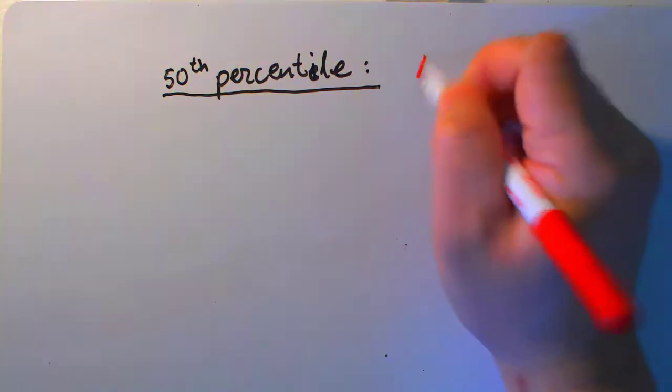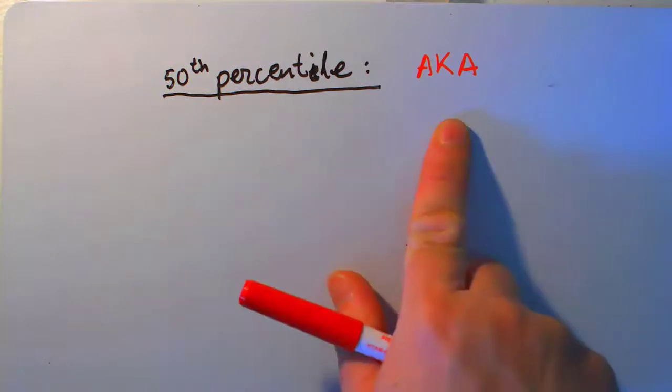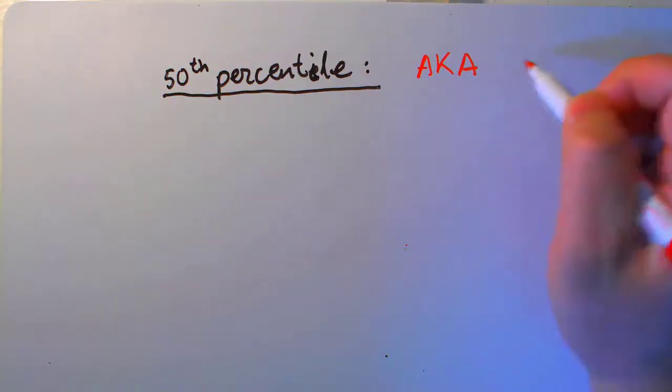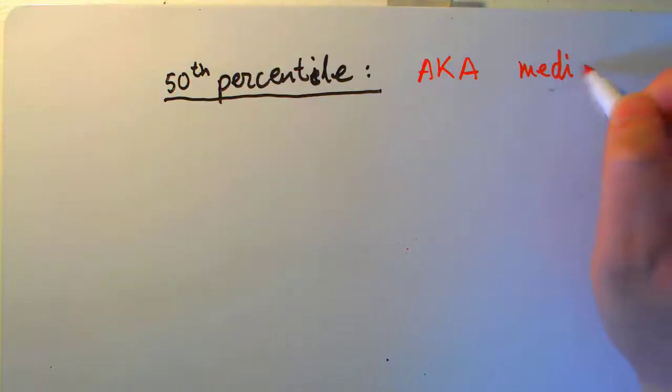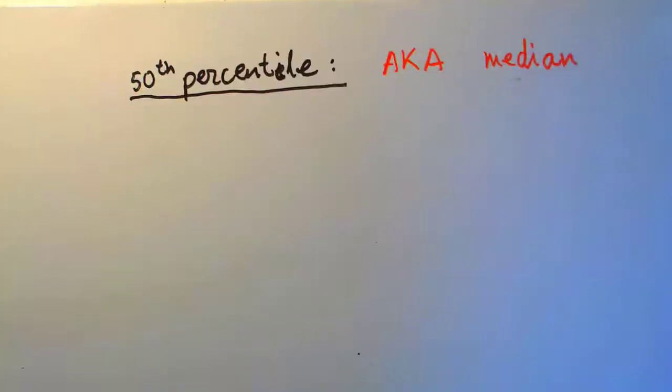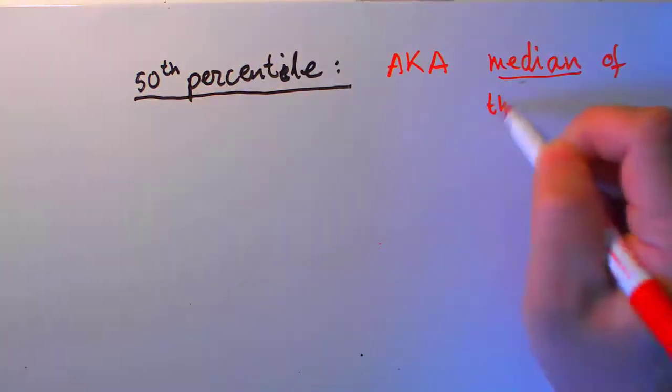So now I would say the 50th percentile, in general for any data, is also known as the median of the data.